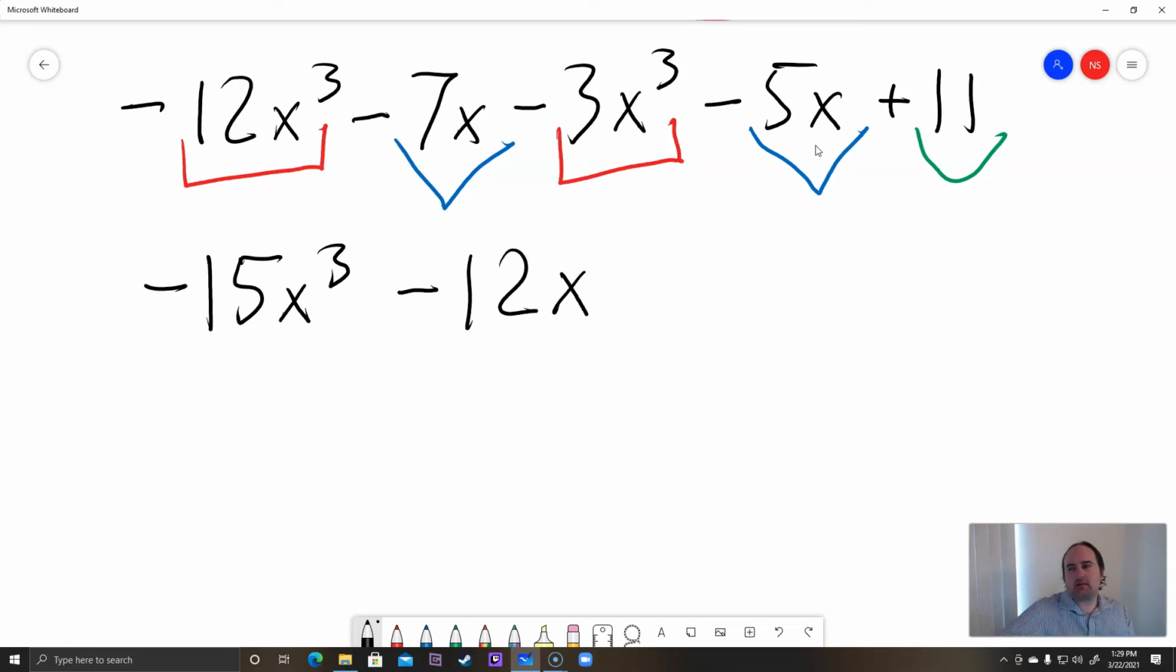And then the last thing is our smiley face here. That's the 11, but there's nothing to combine it with because there's no other constants here. So we just write plus 11 last. And notice with these, I always write the highest powers first. That is important, as I mentioned in one of my other videos on polynomials.